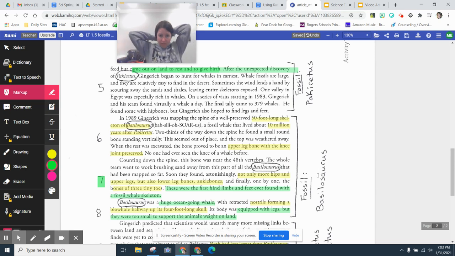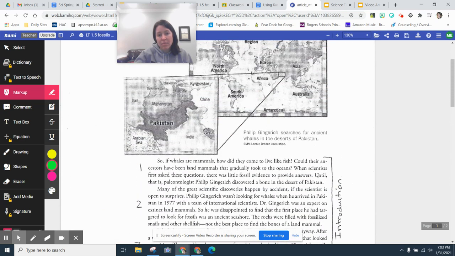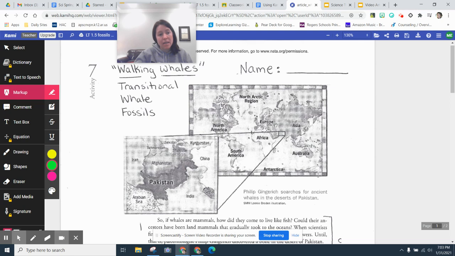Okay, so this is what you should have highlighted in your article. If you need to go back through the video and pause it to make sure you get the same highlights, again, the color I was using, yellow, is what I highlighted the observations or facts about each fossil, and then green is what I highlighted the inferences, okay?